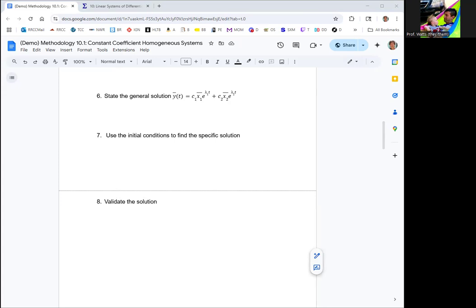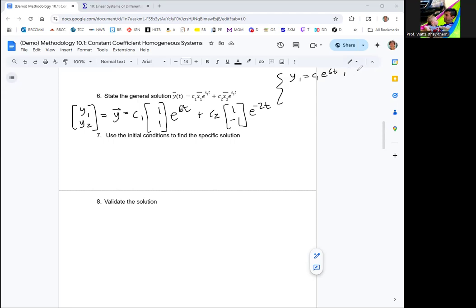So we will state this, which again is a vector with y1 and y2 as the components. That's our solution. For x1, we had 1, 1, and lambda 1 was 6. For vector x2, we're doing 1, -1, and lambda 2 was -2. So that's the general solution. And you could write it as a system, using the vector components to identify the two equations.